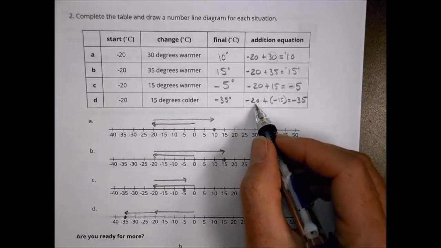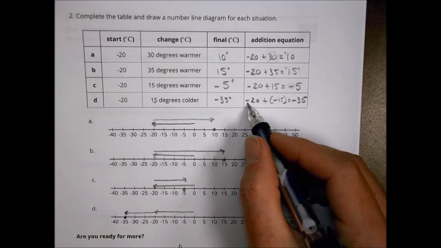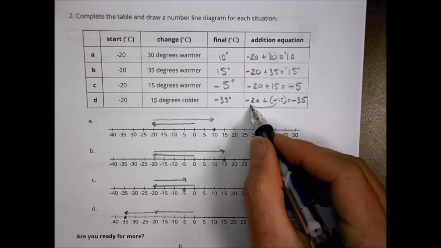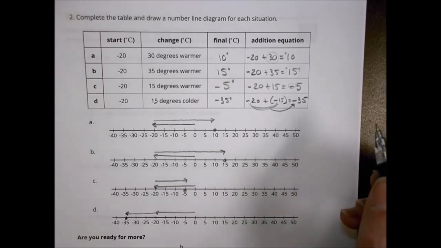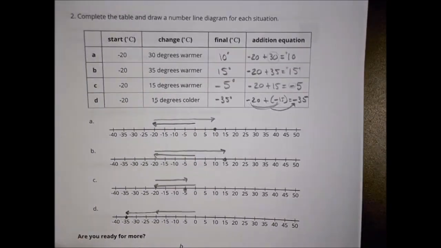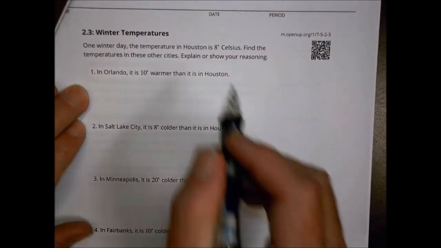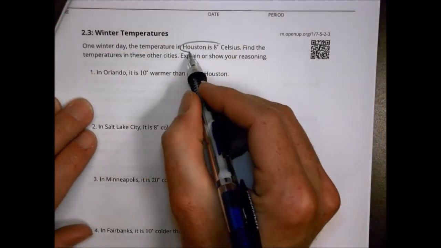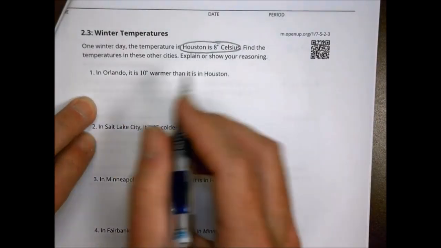In this case, when you have the sum of two negative values, when the signs are the same, we keep the sign the same. Okay? So keep that in mind as we go through these next activities. When we go to the next one, we're going to move away from the number line and take a look at some temperatures here. It says one winter day, the temperature in Houston is 8 degrees Celsius. Find the temperatures in the other cities and explain and show your reasoning.